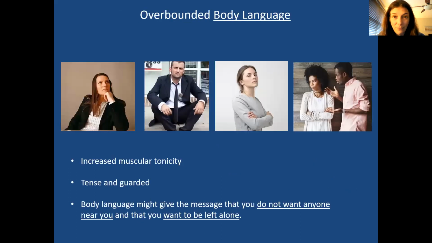Okay. All right. So overbounded body language. Basically, there's a tension involved. So increased muscular tonicity. It's a fancy way of saying you're kind of tense, guarded. So you're muscled up to protect yourself like armor against the influence of other people and their emotions and opinions and everything else. So unlike the collapsed, loose body language of underbounded, this is a little bit more tense and distant for the overbounded.